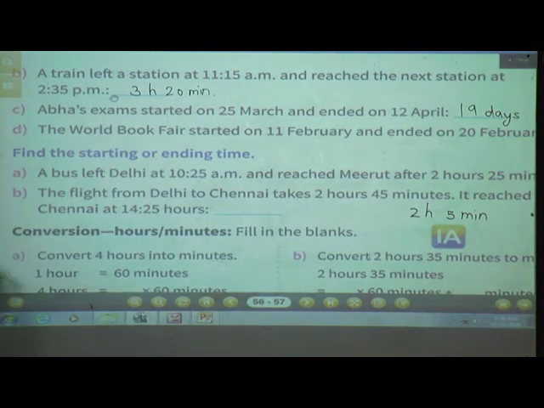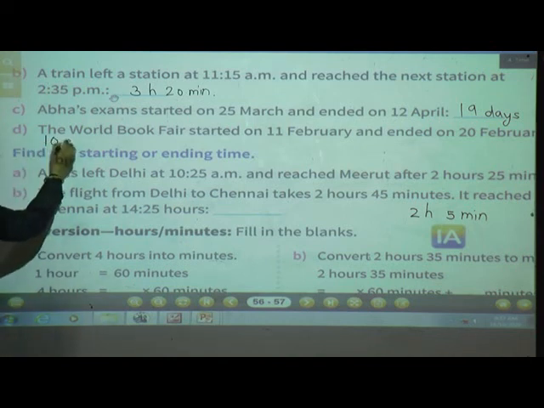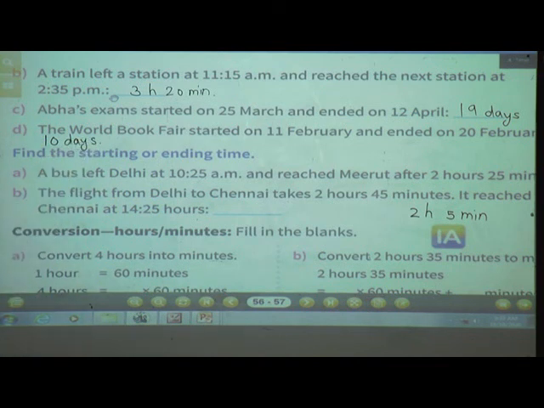The World Book Fair started on 11 February and ended on 20 February. Again, students, count the days from 11 to 20. So 10 days. The answer will be 10 days. Okay. Now students, we'll see our next question. Find the starting or ending time.